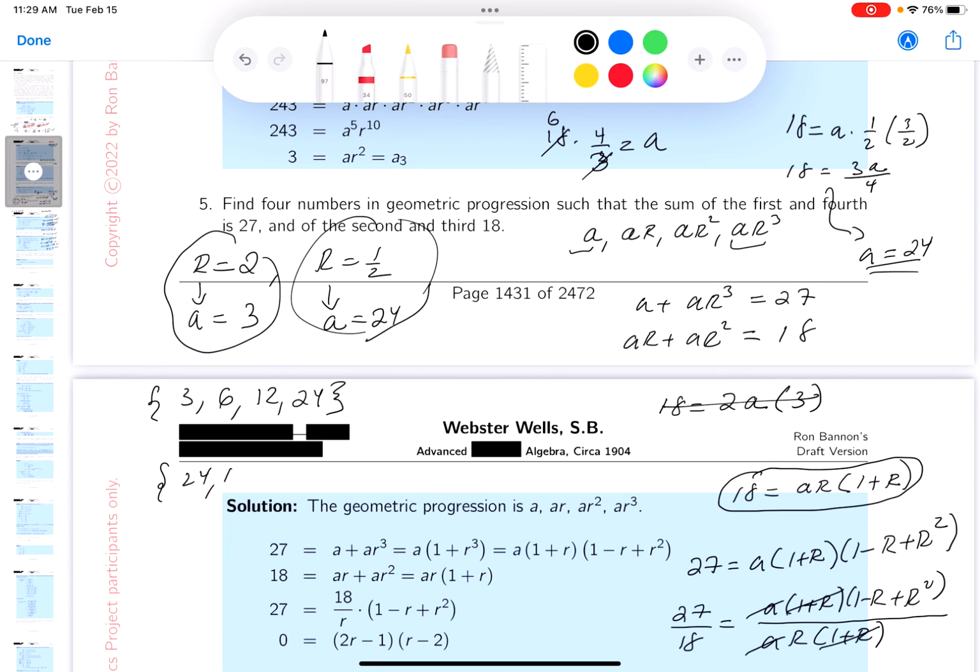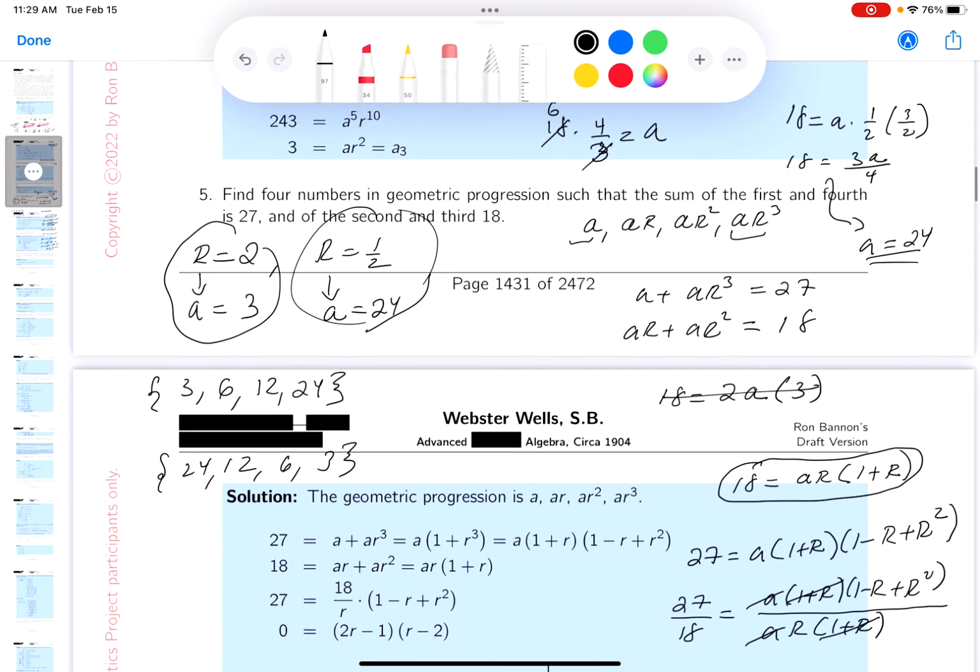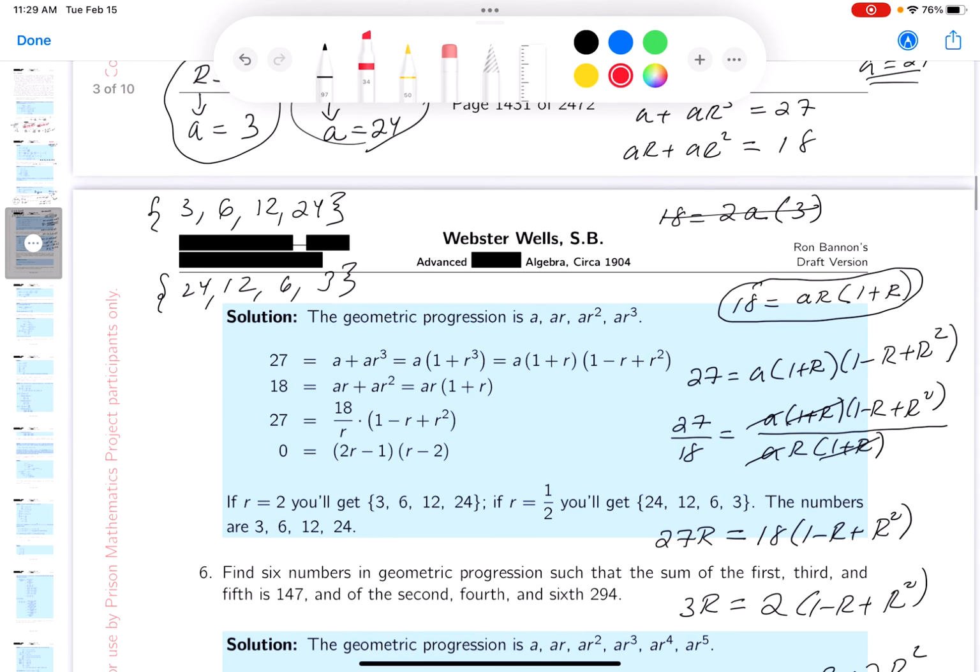Half of 24 is 12. We'll look at the key later. Half of 12 is 6, and half of 6 is 3. By the way, we're getting the same set of numbers. The order might be different, but it's really the same numbers. Let's look at the key, see how we did. And the numbers, as we stated, are 3, 6, 12, and 24.